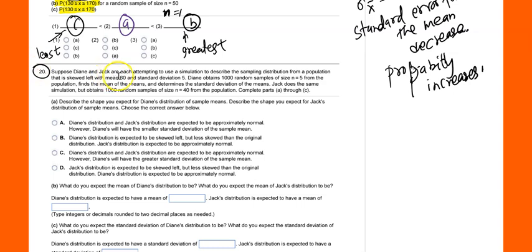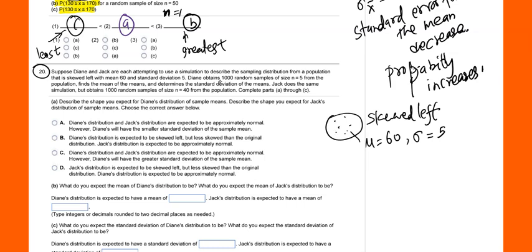Suppose Diane and Jack are each attempting to use simulation to describe the sampling distribution of a population that is skewed left with a mean of 60 and standard deviation 5. Okay, here you go. The population here is skewed left. The mean of this population is going to be 60. The standard deviation sigma is going to be 5. This is the population. I don't know, but they want to do the sampling. But notice that this population is not normal, because it's skewed left. A skewed left population is not normal.